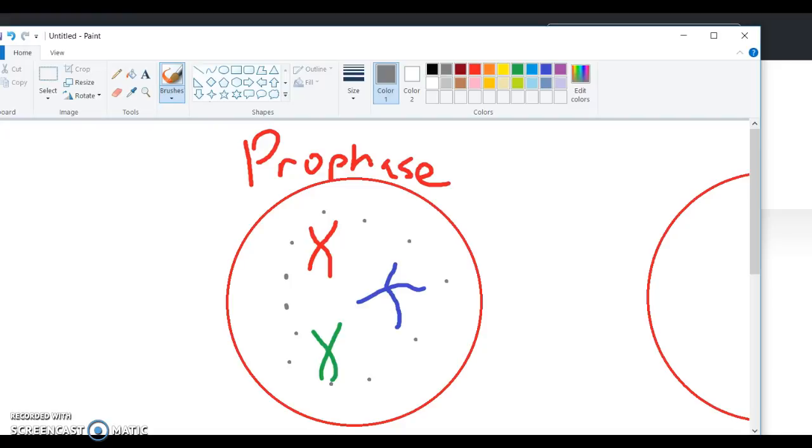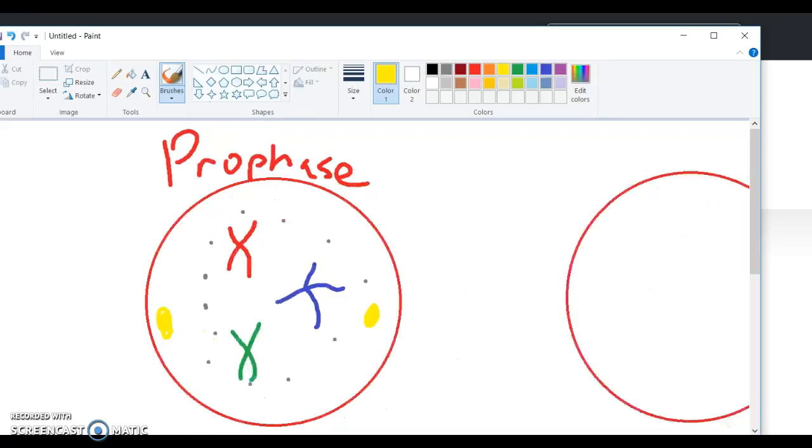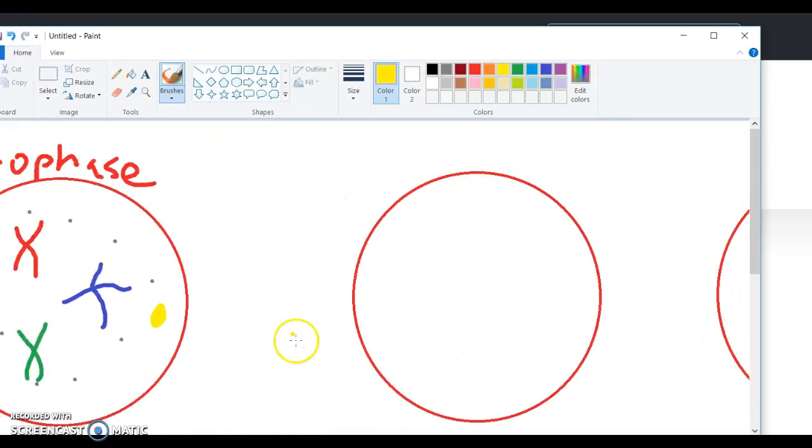And the last thing in prophase is that we're going to include the things we like to call the microtubule organizing centers. So I'm just going to draw one there and there, on opposite sides of the cell. And what they're going to do later on, you're going to see in the next stage called metaphase, which we're moving on to.